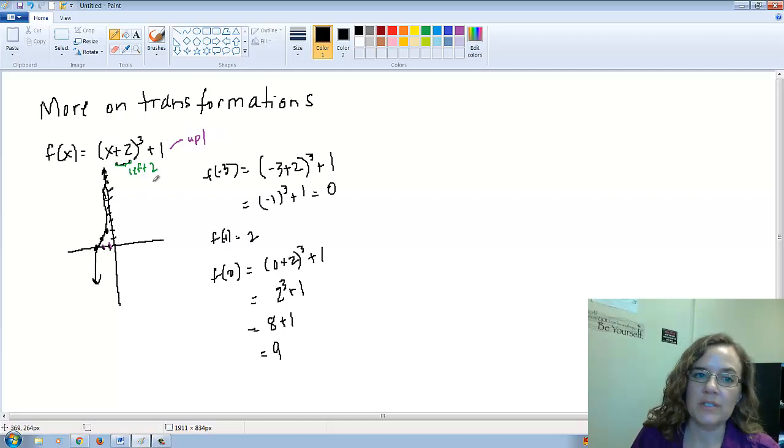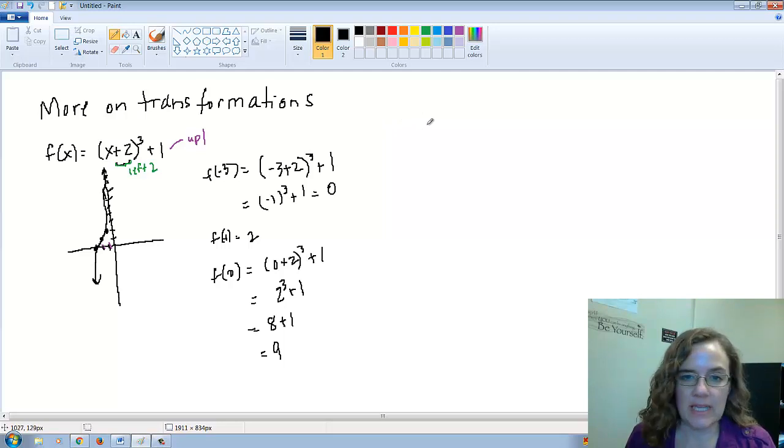Now, if we wanted to change it up a little bit, let's say we just put a negative out front of this graph, it's going to reflect down. We could also put a negative number, like a -3 or something like that in front, and it would switch it around as well.